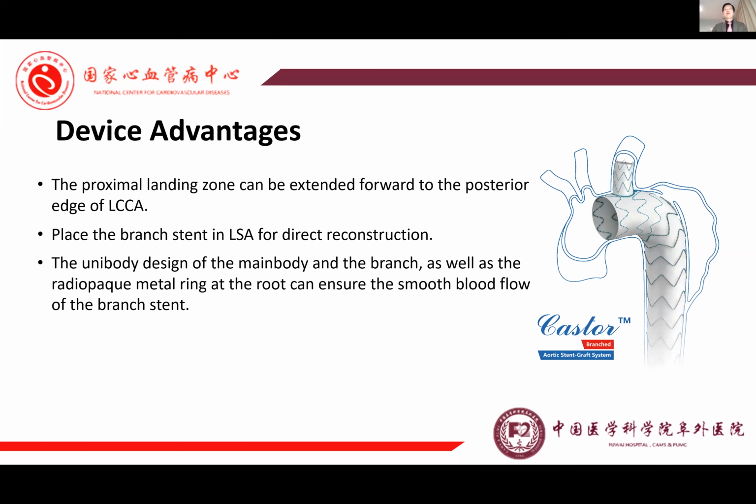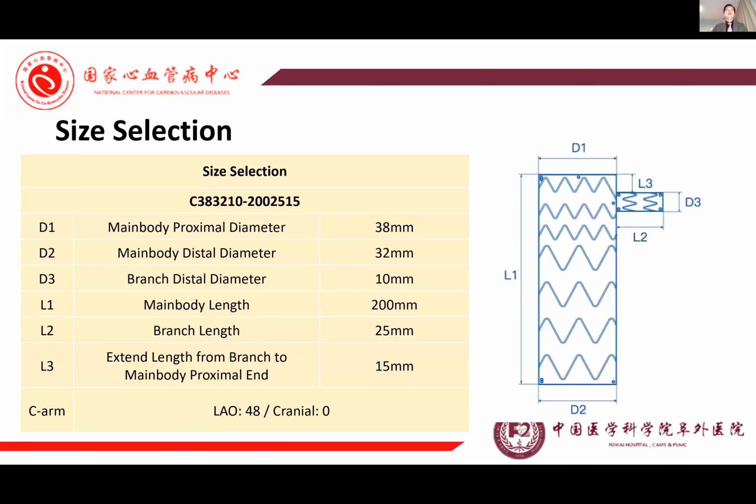We want to rebuild the LSA. Since the Castor is an integrated body designed with the main body and the branch, we will show how to deploy this device to you. First, we select the size. As we just calculated, since the proximal landing zone is nearly 13.4, we select the size to be 13.8. The distal side is nearly 27.